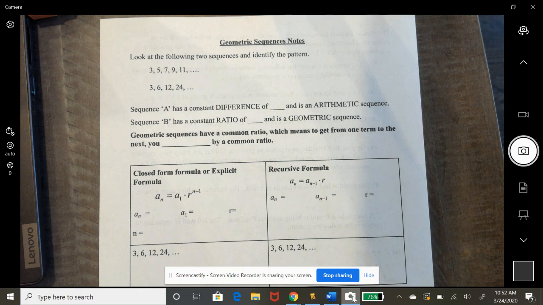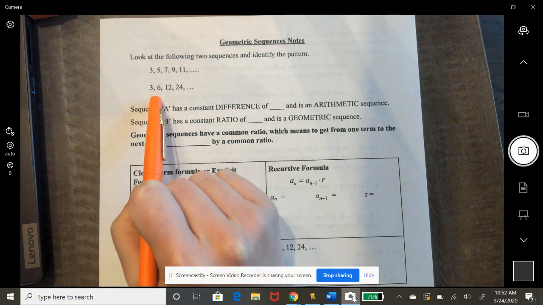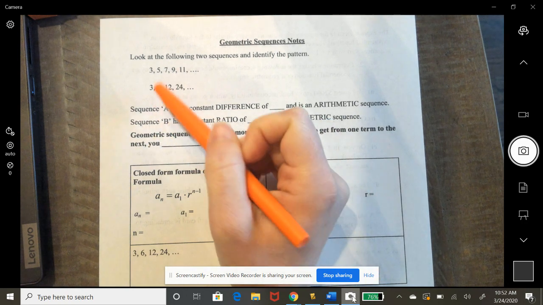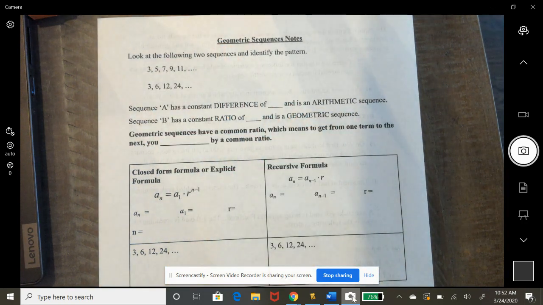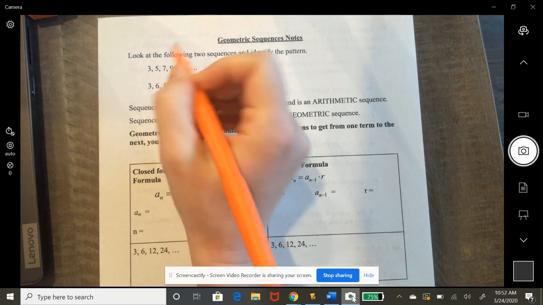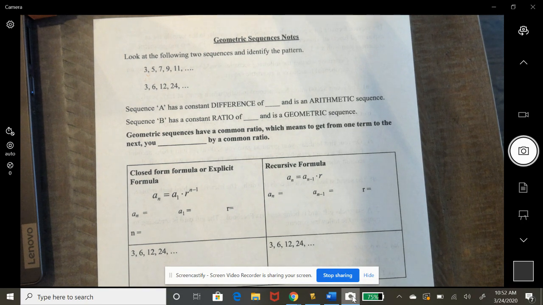So a sequence is usually a list of numbers, so there's two sequences shown up here. Okay, and they usually have some sort of pattern to them. So if we look at these two sequences, we want to identify the pattern. So the first one, 3, 5, 7, 9, this is adding 2 from one term to the next.